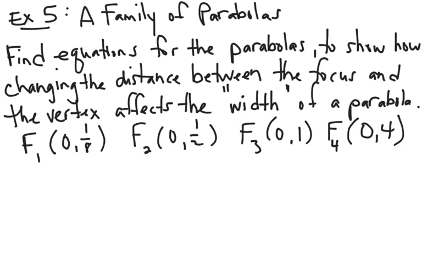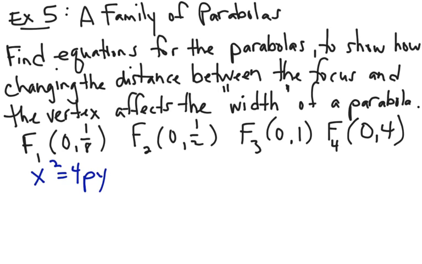Let's talk about a family of parabolas. Find equations for the parabolas to show how changing the distance between the focus and the directrix, the focus and the vertex, affects the width of the parabola. So I give you 4 foci here. Foci is the plural of focus. And the first thing that I want you to notice is that the focus has a 0 for the x-coordinate, which means that the parabola opens up or down. So the equation that we're going to use is x squared is equal to 4py. That's the equation for parabolas that open up or down.